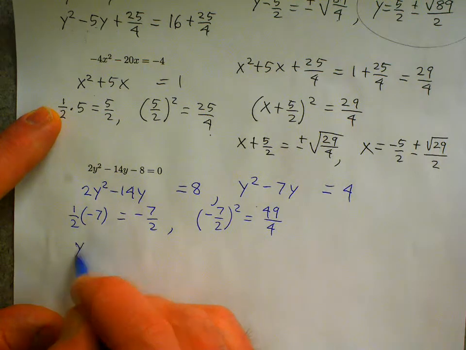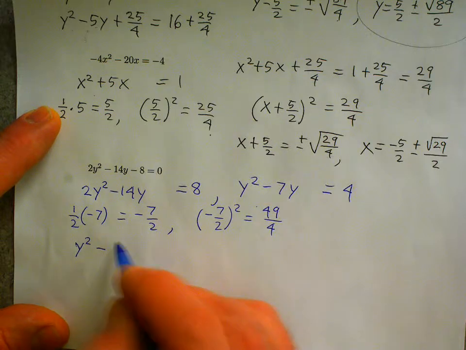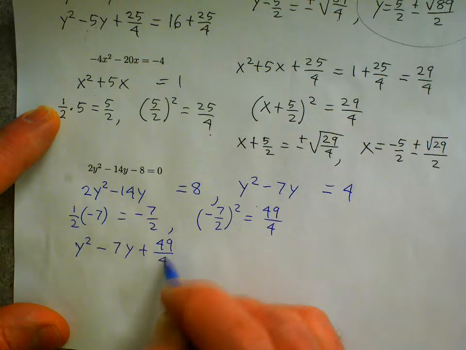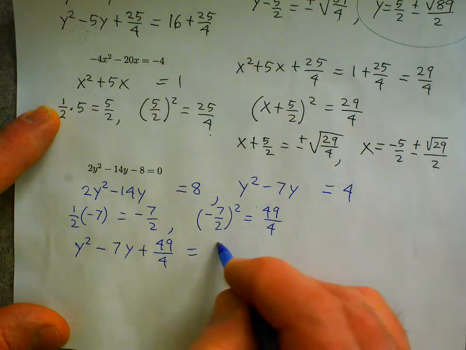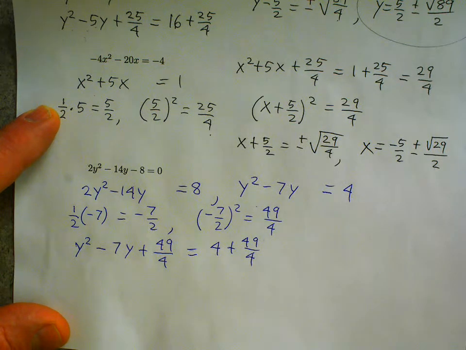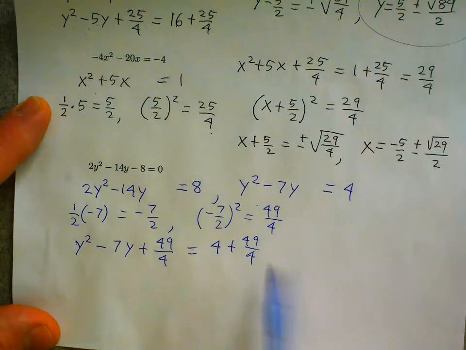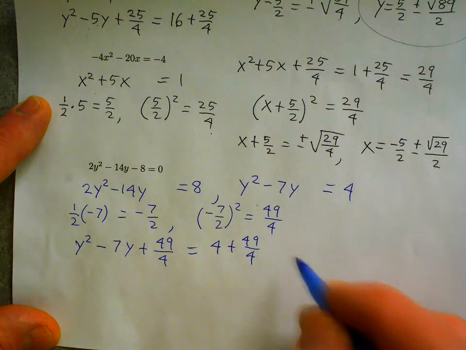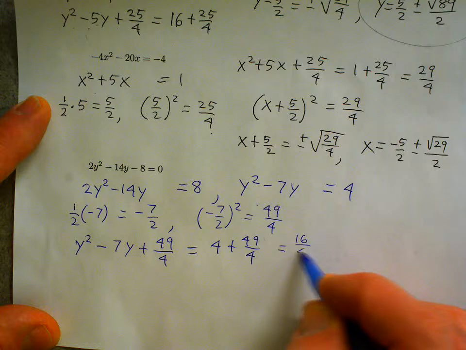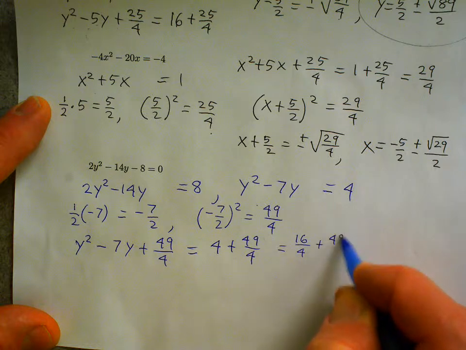In so doing, the left-hand side will be a perfect square trinomial. So y squared minus 7y plus 49/4, and 4 plus 49/4 on the right-hand side. On the right-hand side, we need to add 4 to 49/4, so the least common denominator is 4. So this will be 16/4 plus 49/4.